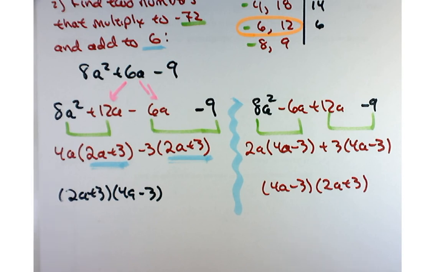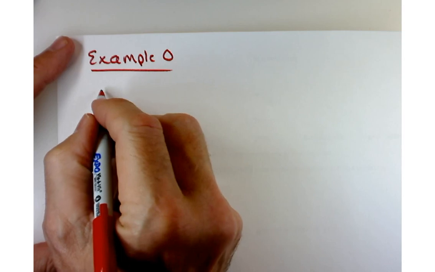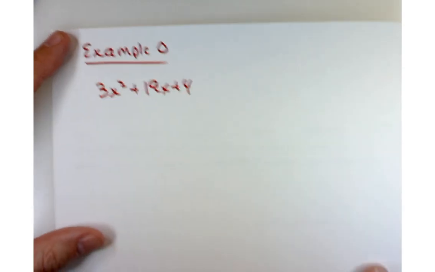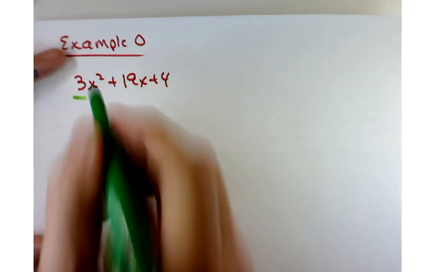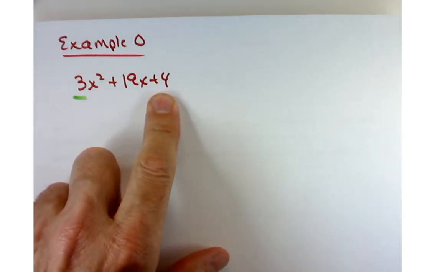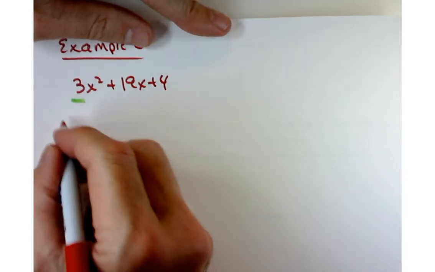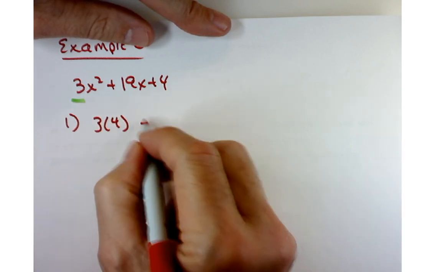Now I'll show you one more thing about this method that I kind of like, and it's with this example here. So we'll call this one example O. We'll do 3x squared plus 19x plus 4. All right, so we're back to that case where you don't have a 1 as a leading coefficient. You're going to have to do something special. You can't look for two numbers that multiply to 4 and add to 19. You're not going to find them. Instead, we'll start out by multiplying what? 3 times 4 equals 12.